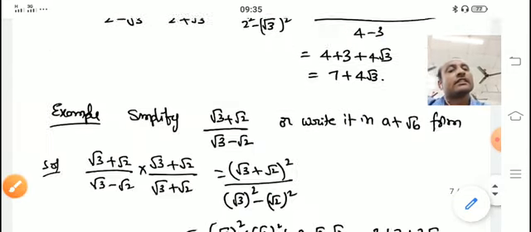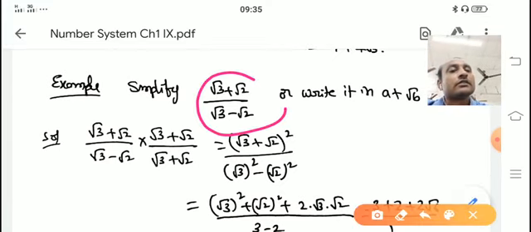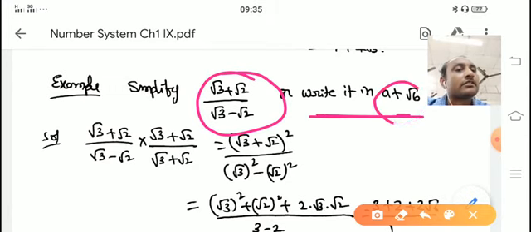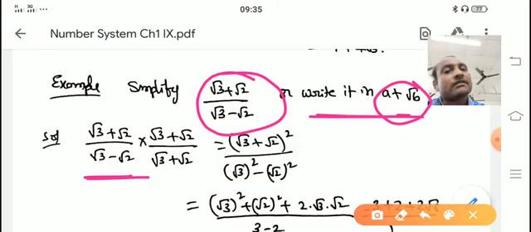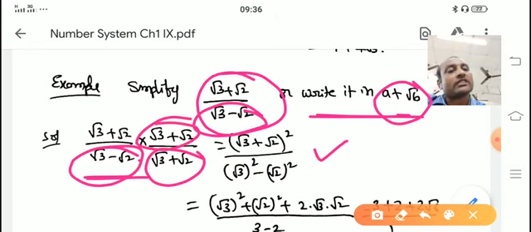Similarly, one more example. Simplify root 3 plus root 2 by root 3 minus root 2, or write it in the form of a plus root b. Anyway, they can ask to simplify or write it in the form of a plus root b. Whenever they ask for simplification, when you find the denominator is an irrational number, rationalize the denominator with the rationalizing factor root 3 plus root 2, multiply and divide. Then you get the same process which I explained before.